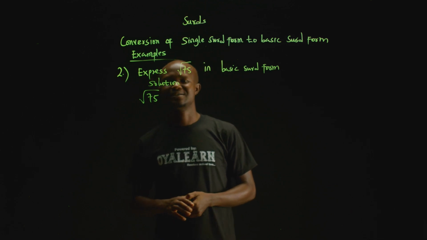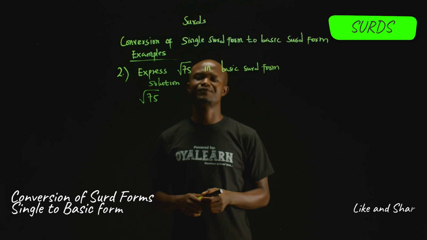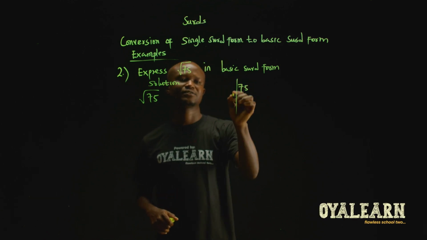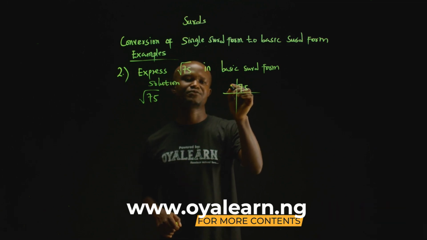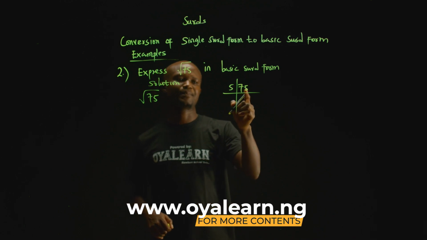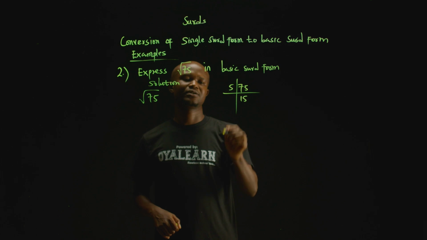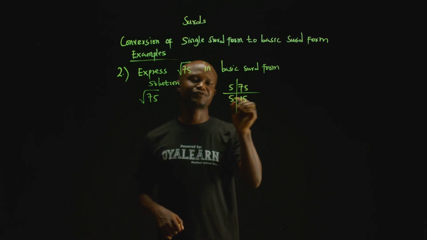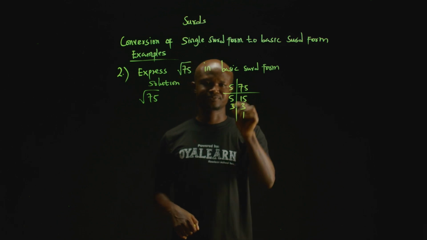perfect square number, that is the higher perfect square number and a non-perfect square number. When we check 75, what number can we divide this by? We can have 5 apart from 1. 75 divided by 5, we have 15. What number will go? 5 can also go. Then 15 divided by 5, we have 3. Then 3 will also go. 3 divided by 3, we have 1.